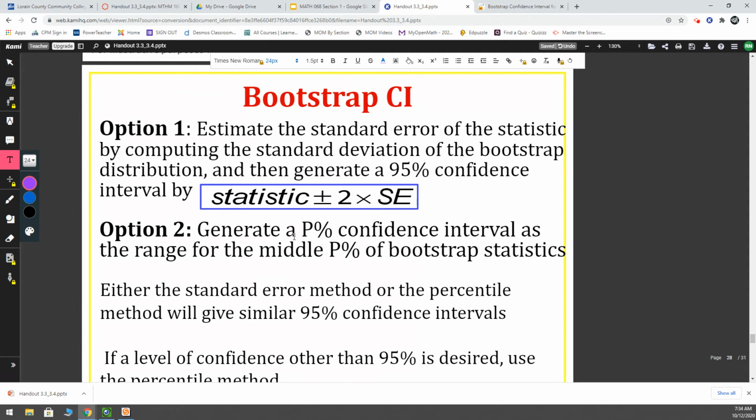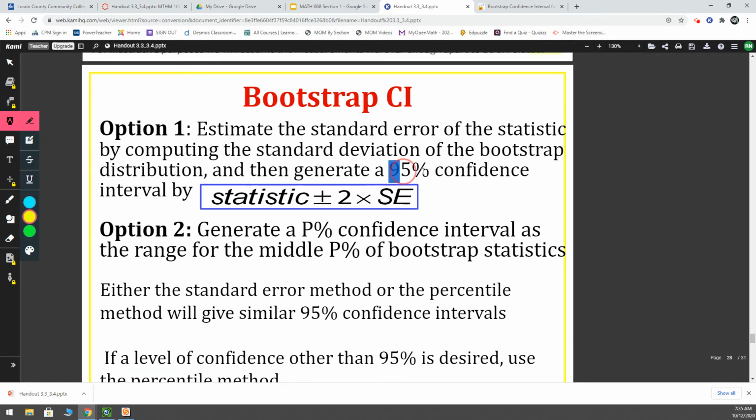For a Bootstrap CI, you have two options when we're talking about the confidence interval level. Option number one, which we did back in the previous chapter, is where we take the statistic and calculate plus or minus 2 times the standard error. Now, a notation here: you can only use this method for a 95% confidence. If it's not a 95% confidence, then you can't do what we're trying to do here.